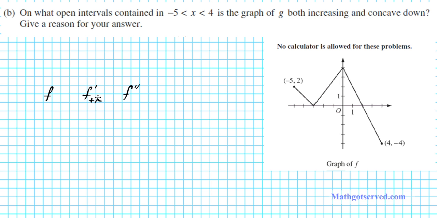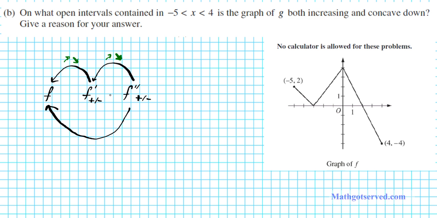F prime could be plus or minus. The second derivative could be plus or minus. The first connection is by the first derivative, and then you also have a connection between a function and its second derivative. The first layer of connection, just the first derivative, tells us if a function is increasing or decreasing. So if f prime is positive, f is increasing. If f prime is negative, f is decreasing.